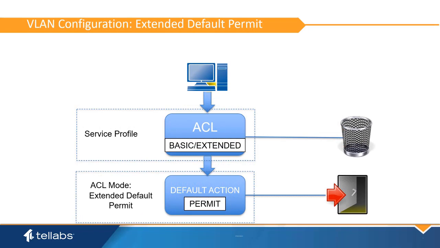Using extended default permit, all packets will flow on the VLAN unless an ACL causes them to be denied. Both extended and basic ACLs are allowed using this VLAN mode.